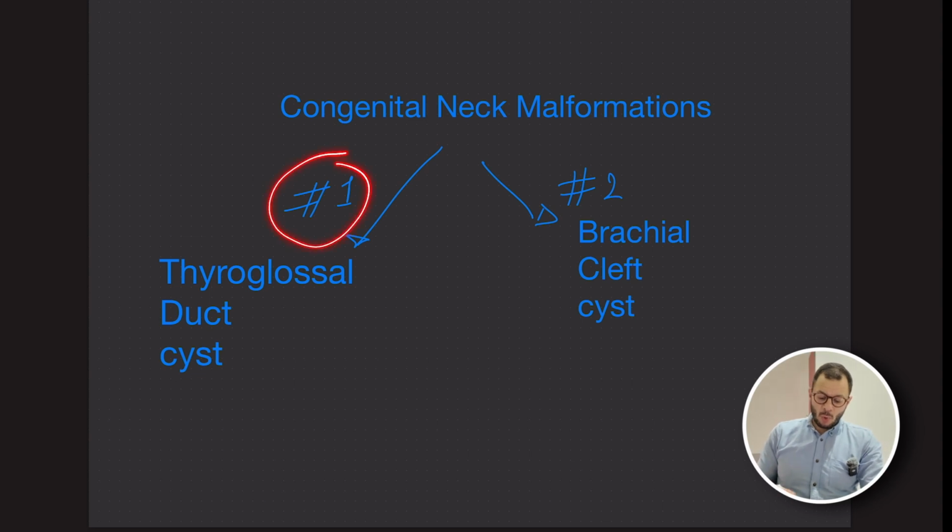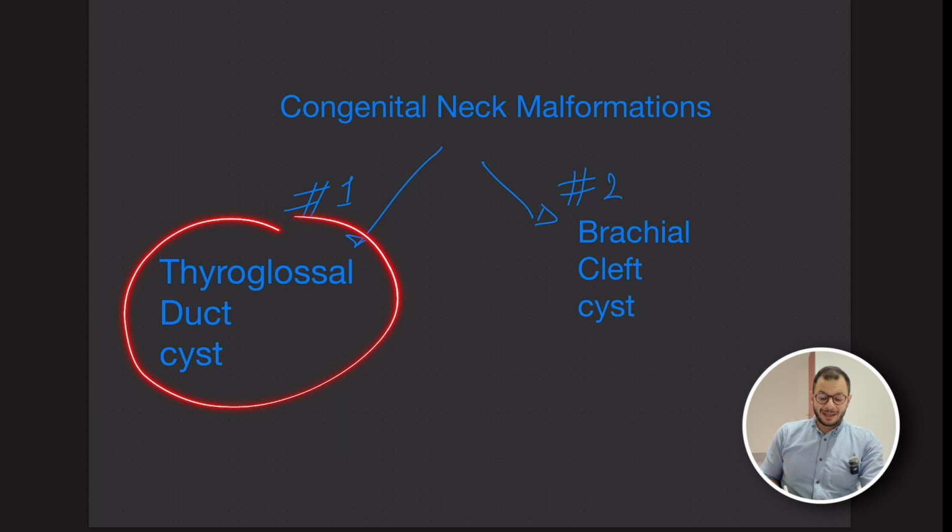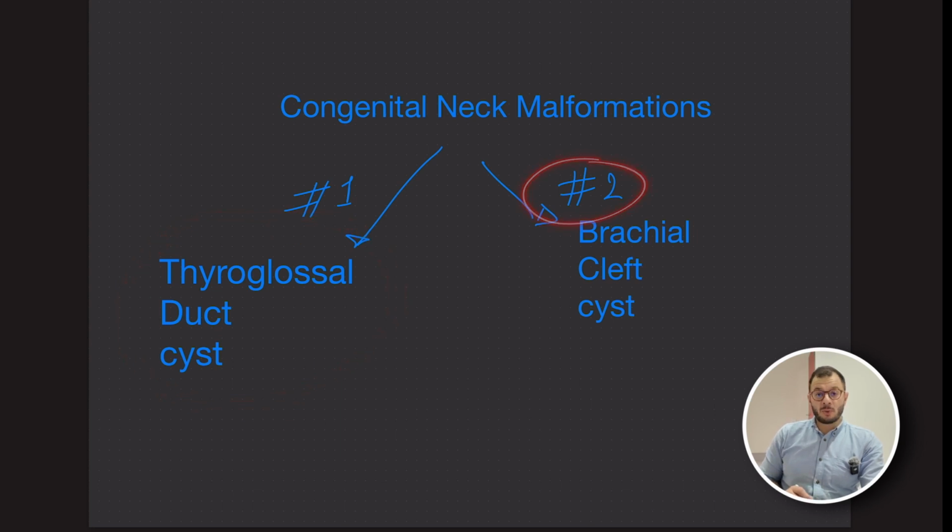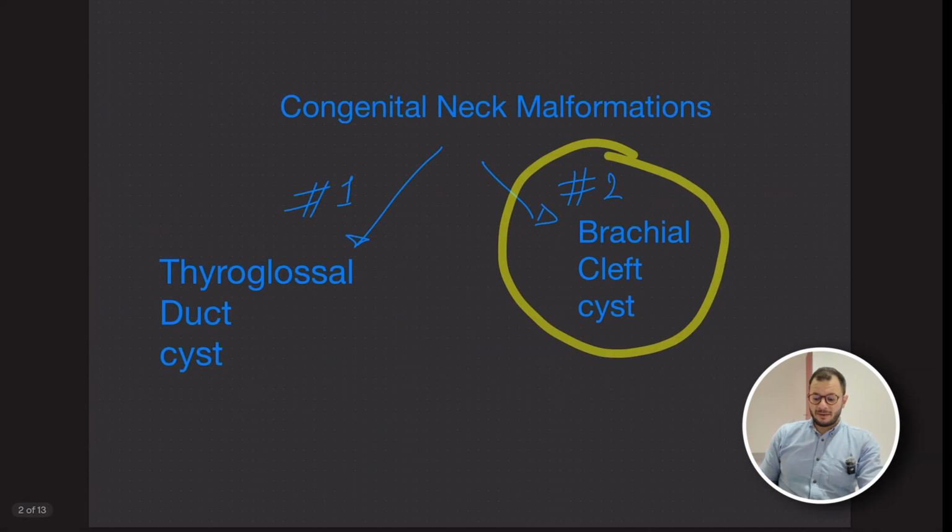The most common one, the number one, will be a thyroglossal duct cyst, and then the second most common will be a brachial cleft cyst. For the thyroglossal duct cyst, we already made a video. Go and watch that if you like. Now we're going to be concentrating on the brachial cleft cysts, as you can see in this picture.